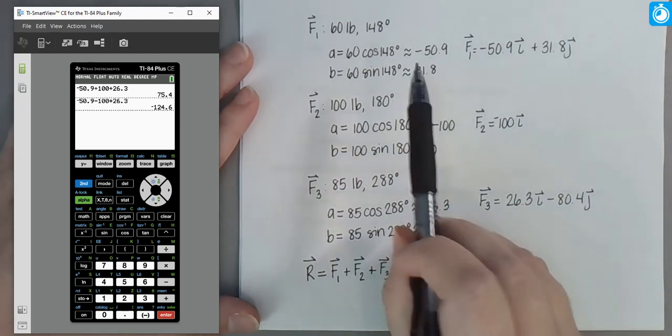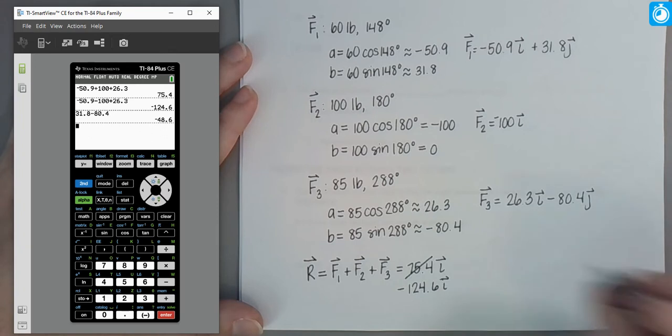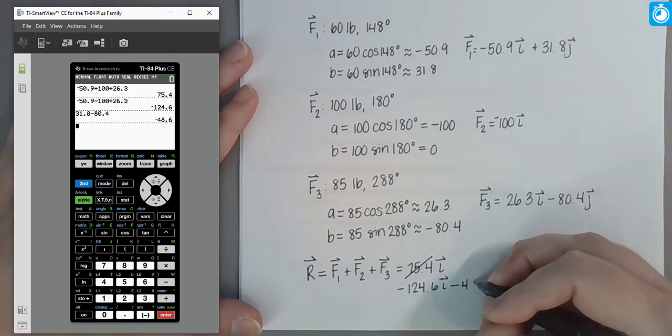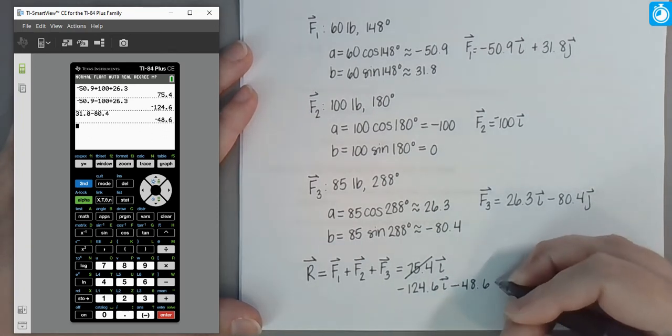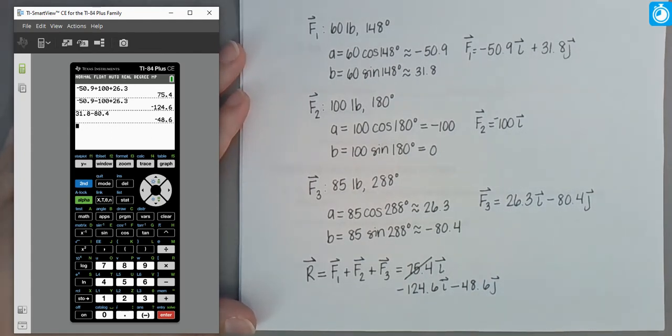Okay, let's double check the j's. Yep, those look good. So our j's, we have 31.8 for F1 and then negative 80.4 for F3. And notice again, F2 doesn't have a vertical component. It was entirely horizontal. So minus 48.6 times J. That is our resultant force.